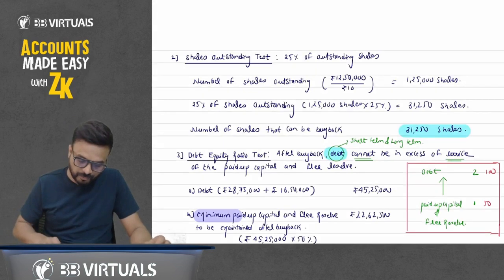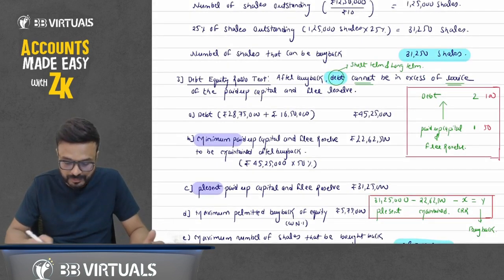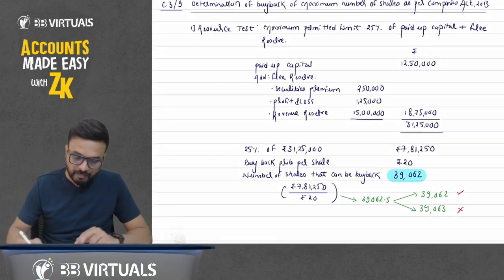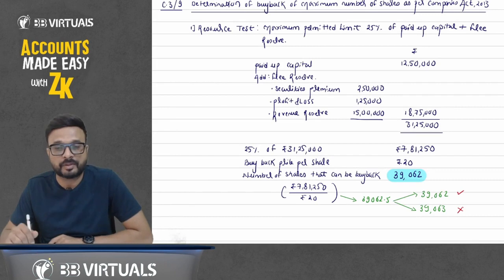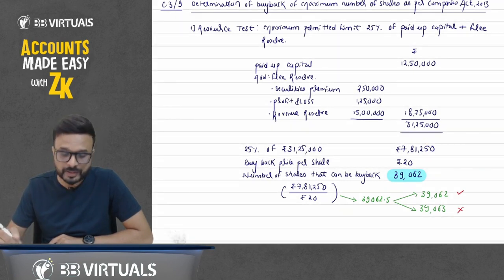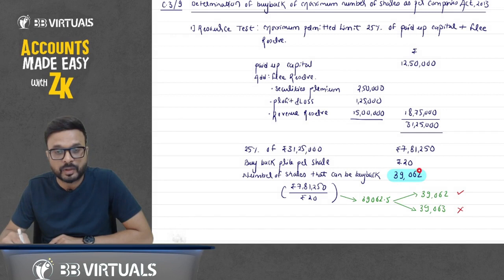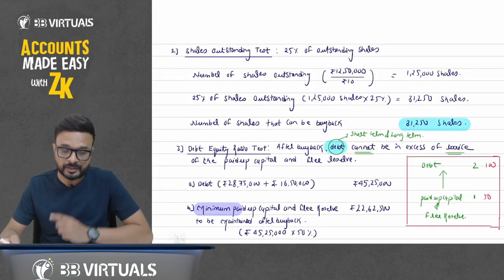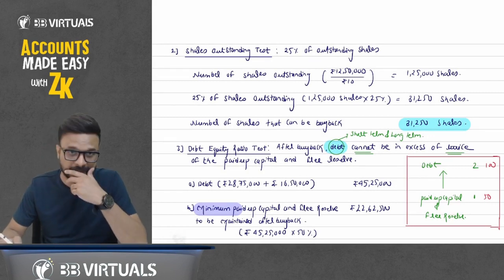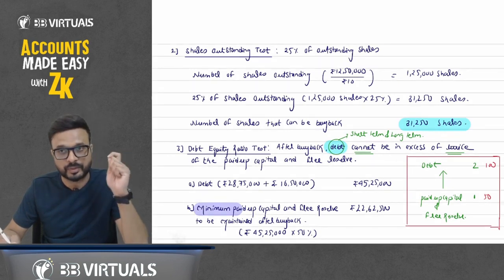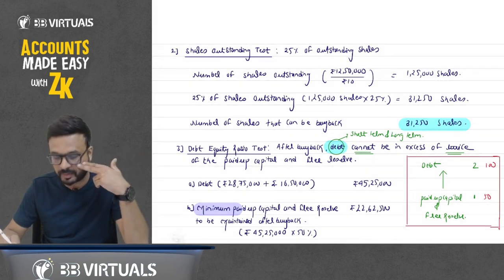This calculation, when you solve 2-3 questions on this, these three tests will be so easy for you. What is the first condition? The maximum amount that we can utilize for the purpose of buyback is 25% of paid up capital and free reserve. So here 7,81,250. For one share you are paying 20, so if you convert into number of shares, that comes to 39,062. Second, shares outstanding test. Whatever your shares outstanding, maximum we can do buyback 25% of it. So 1,25,000 shares is outstanding. 25% of it comes to 31,250.